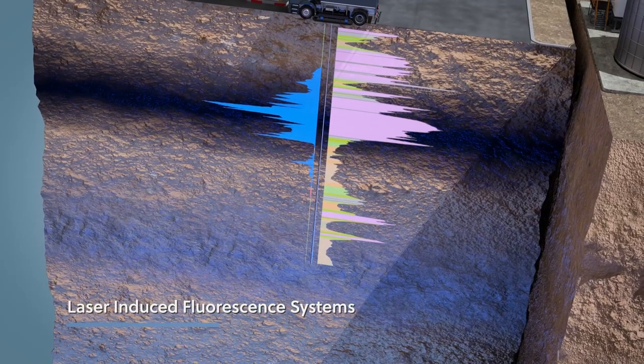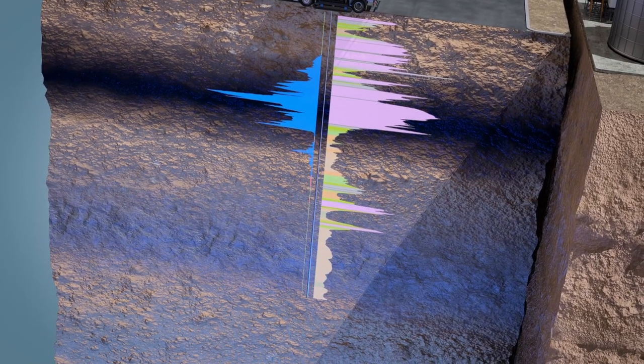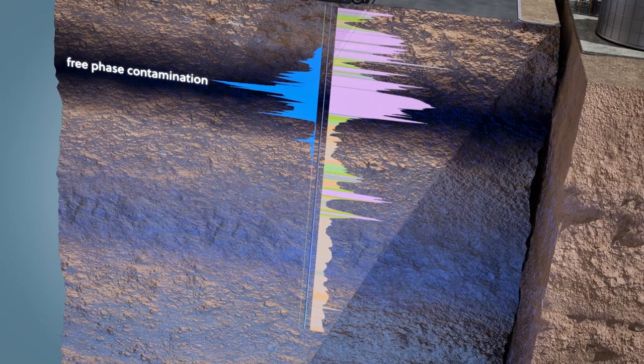Our laser-induced fluorescence systems accurately delineate the spatial architecture of the three-phase contaminant bodies in all types of downstream oil and gas facilities.